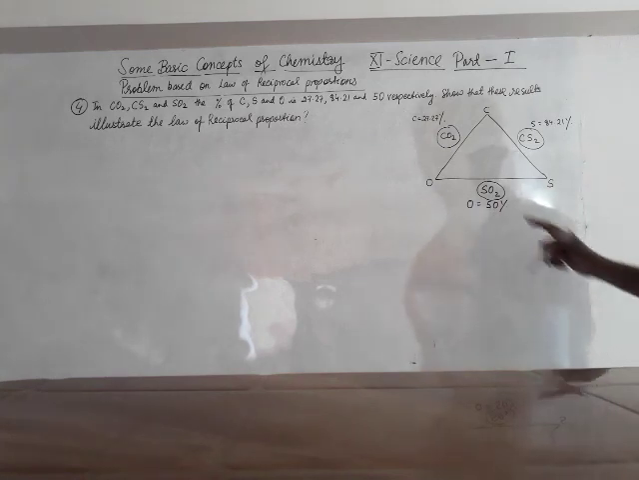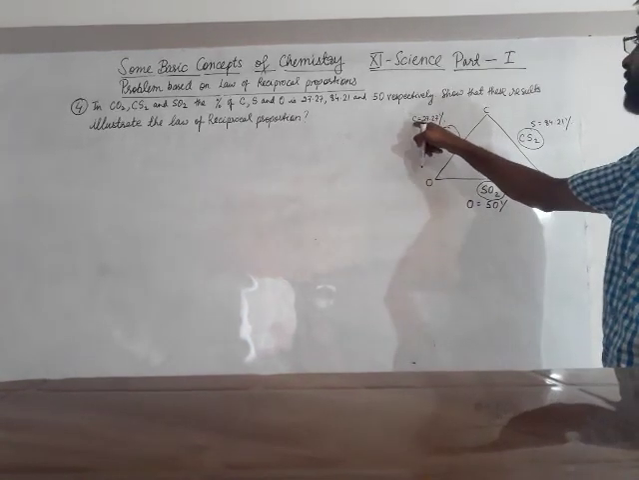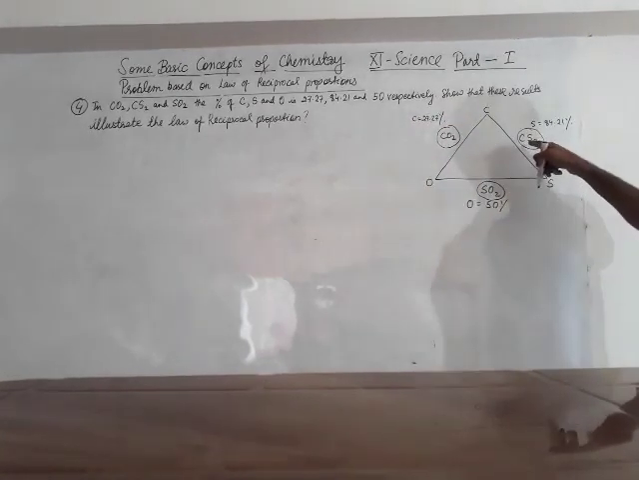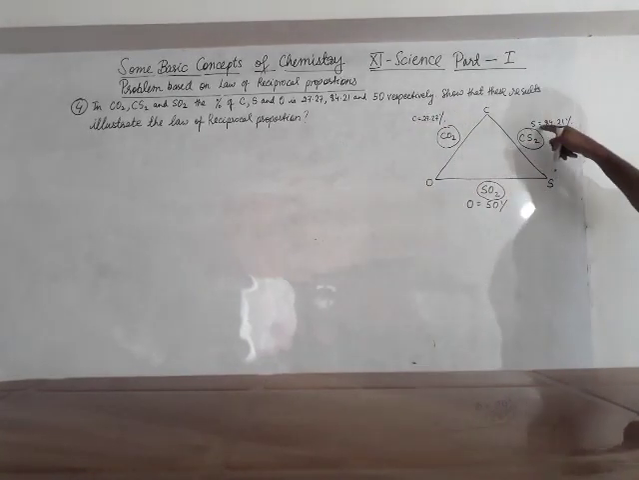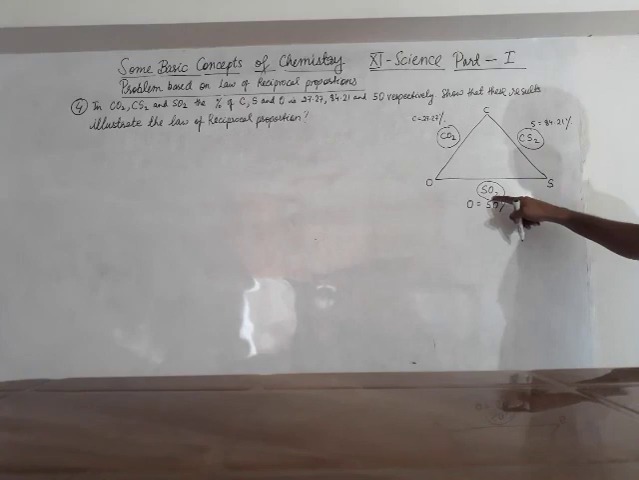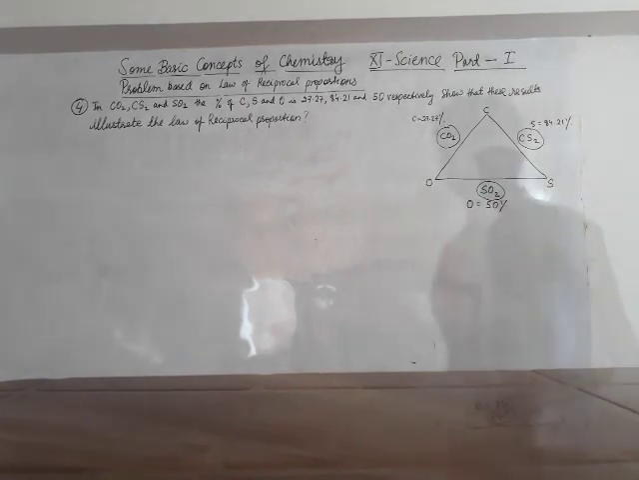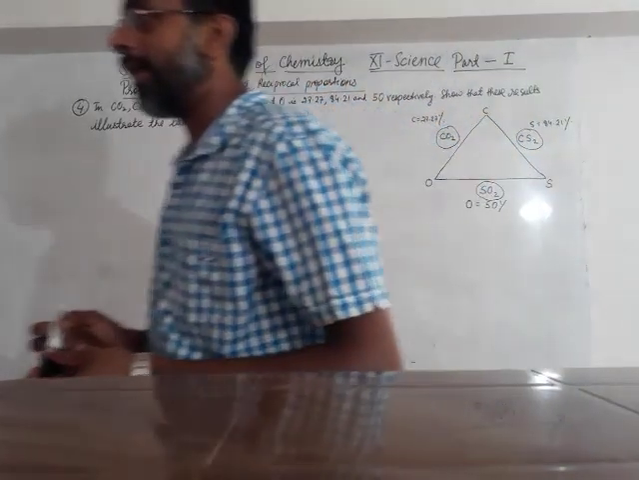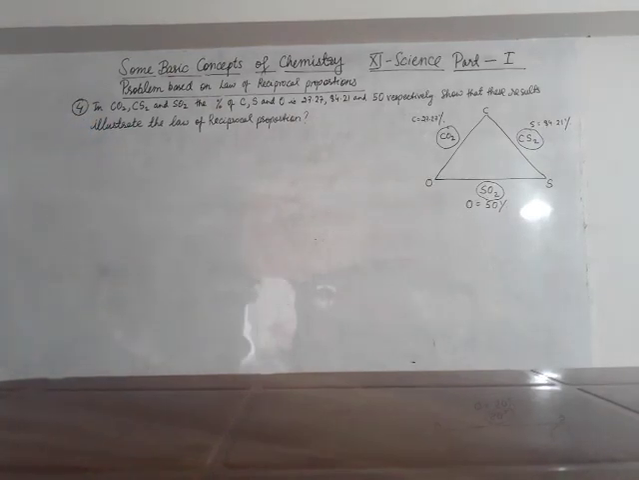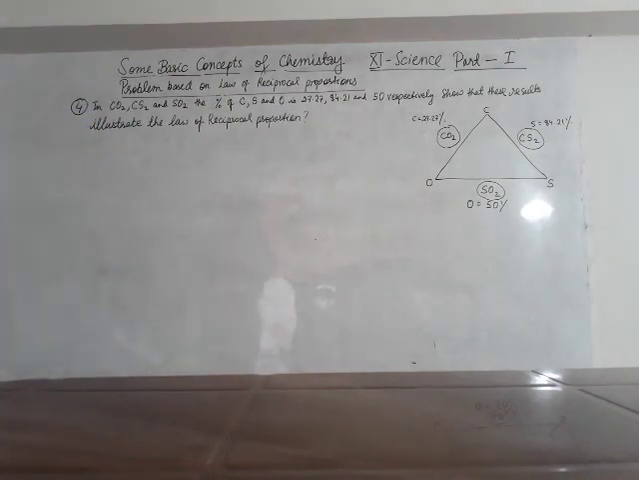Moreover, in carbon dioxide, the percentage of carbon is given. In carbon disulfide, the percentage of sulfur is given. In sulfur dioxide, the percentage of oxygen is given. So knowing these percentages, it is possible to find the percentage of the other element in each compound. Let us calculate it. You calculate. I am waiting for your answer now.